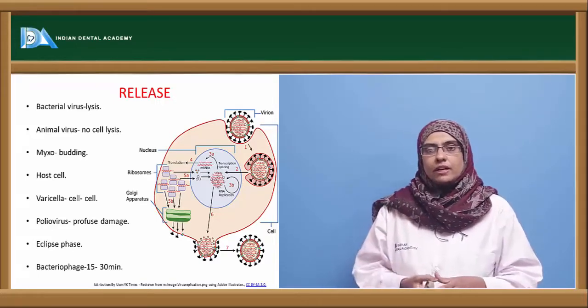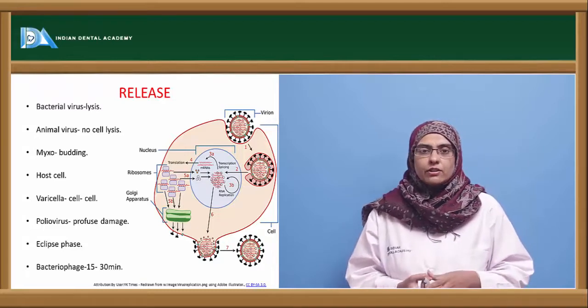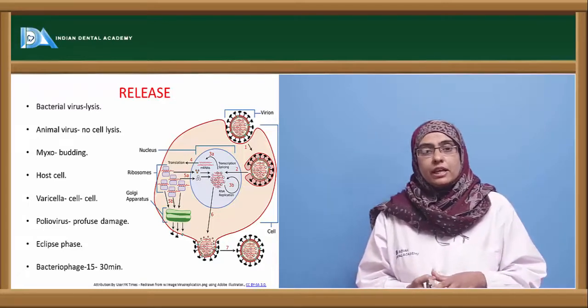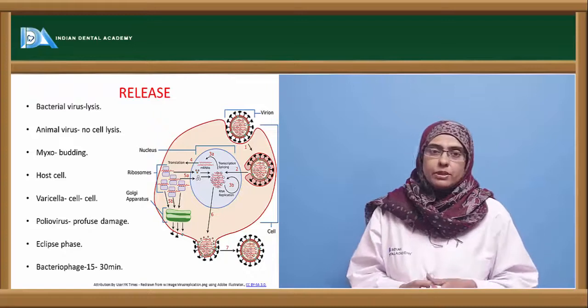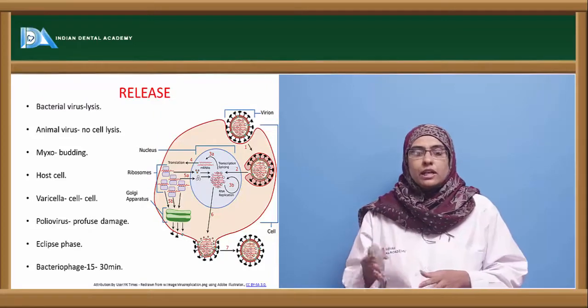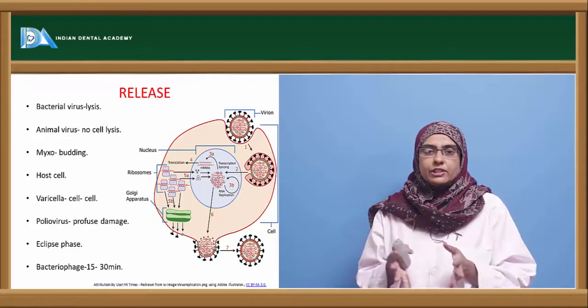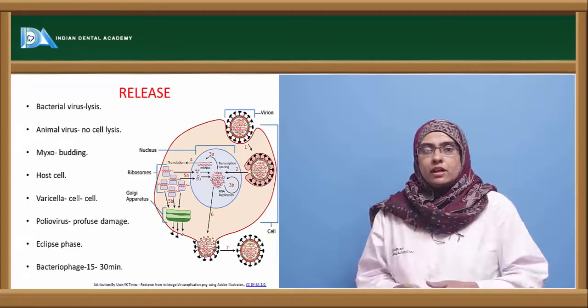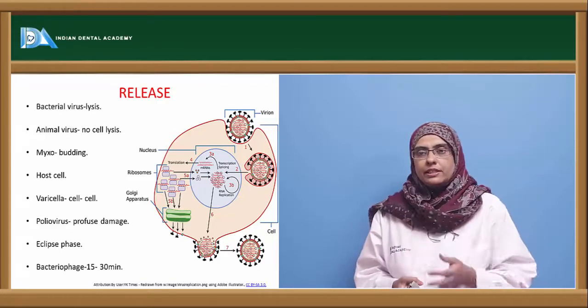Now coming to poliovirus, it usually causes profuse damage to the host cell while being released. There is complete demyelination of the myelin sheath when there is a poliovirus infection.